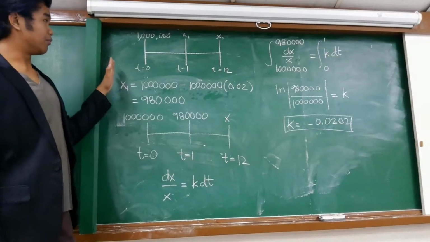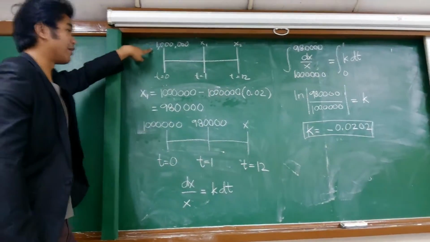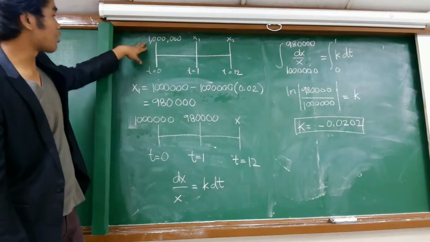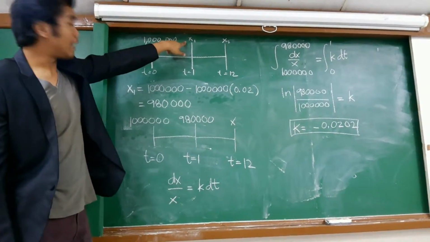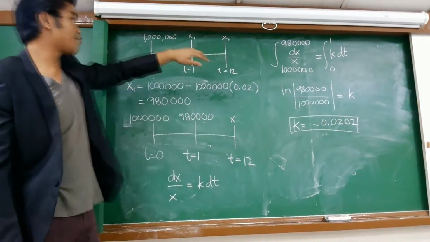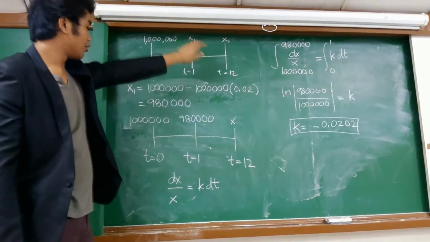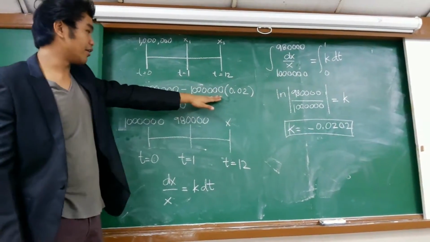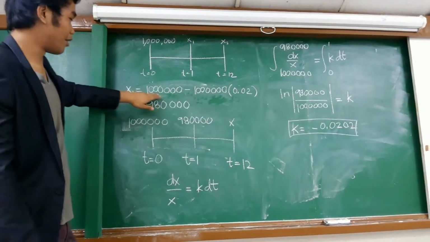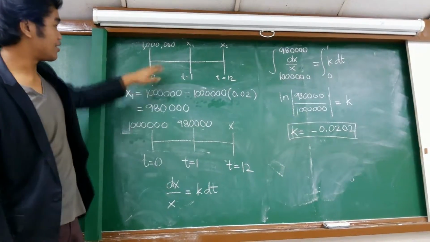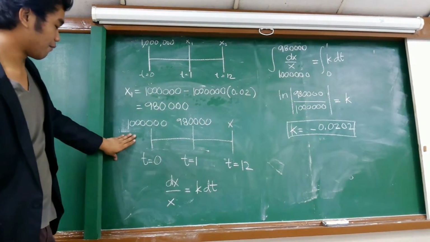Now we have this problem, wherein the conians have reached 1,000,000 and are slowly dying by 2% per month. We have this graph. We still don't know x sub 1 and x sub 2. But first we focus on x sub 1 to get k. To get x sub 1, we subtract 2% of 1,000,000 from 1,000,000. We get 980,000. Plugging this into this graph, we will get this one.